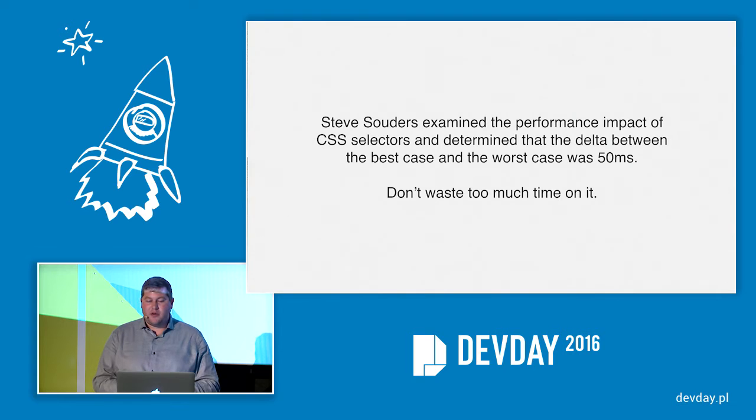But the reality is Steve Souders examined the performance impact between the best case and worst case CSS selectors, and the impact's negligible. So it's 50 milliseconds between best and worst case. This really doesn't impact the client-side performance too much, so don't waste too much time on it. Generally, there's much bigger gains to be made by making different changes.